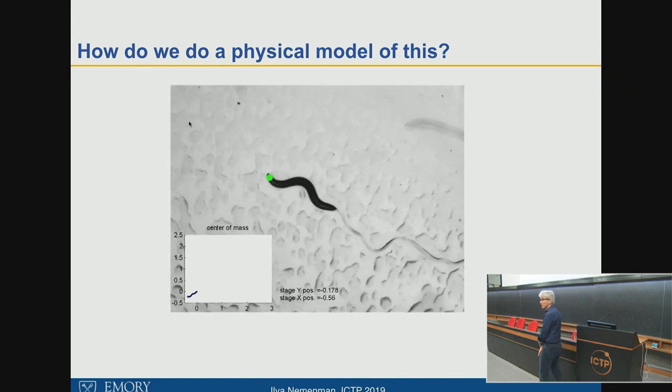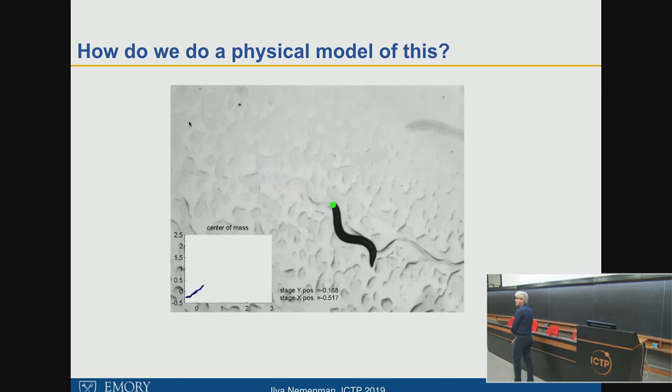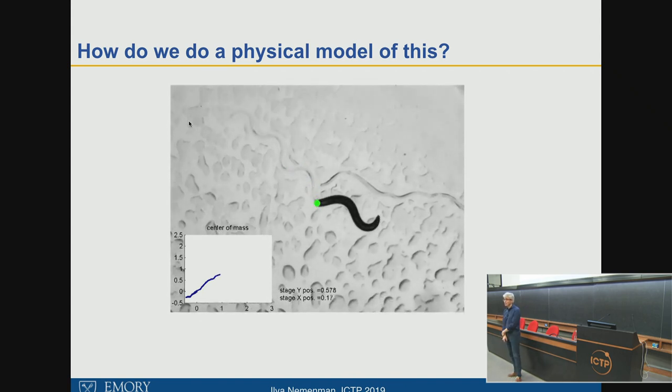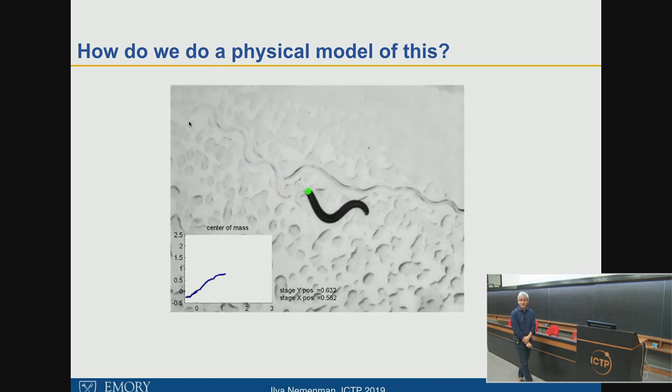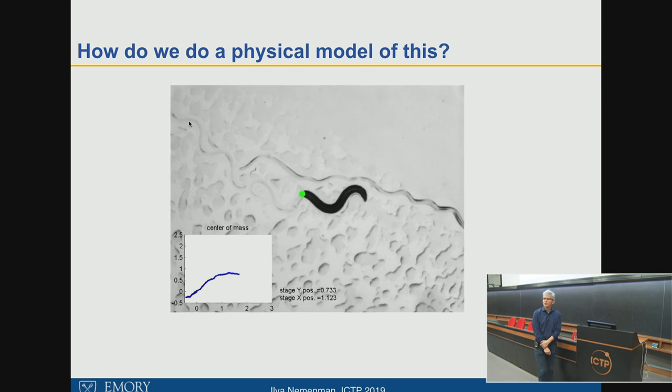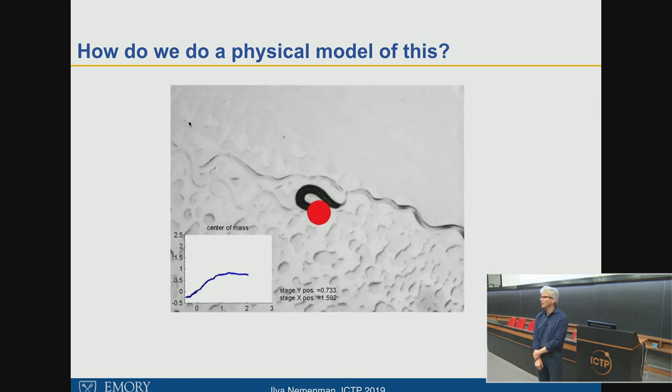The worm is about a millimeter long. It's the best studied multicellular organism in the world. We know every single neuron. We know all of the connections between those neurons. We know every single cell. They're all the same in all the worms, modulo the sex of the worm.